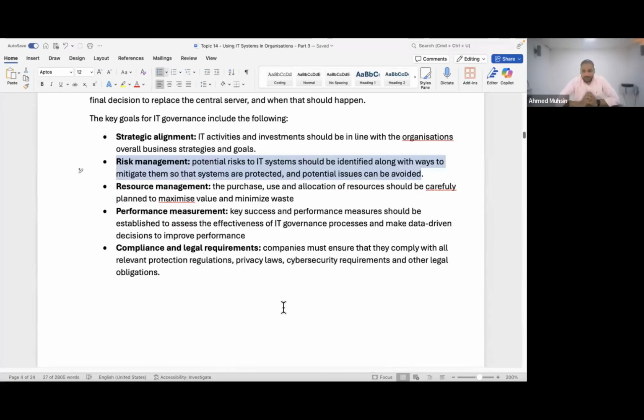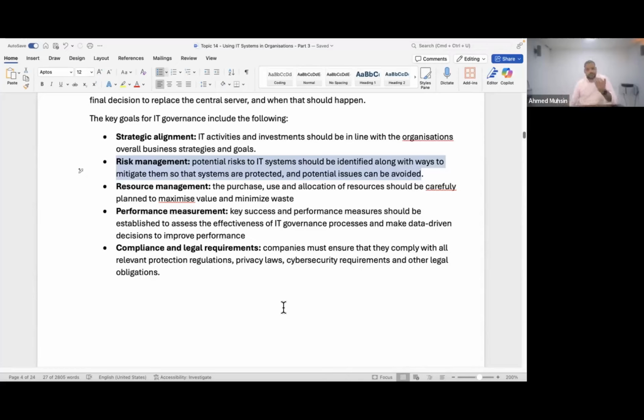Compliance and legal requirements. Companies must ensure that they comply with all relevant data protection regulations, privacy laws, cybersecurity requirements, and other legal obligations. Legal obligation means whichever country they're operating from, those countries' rules and regulations, they fulfill them. Okay.